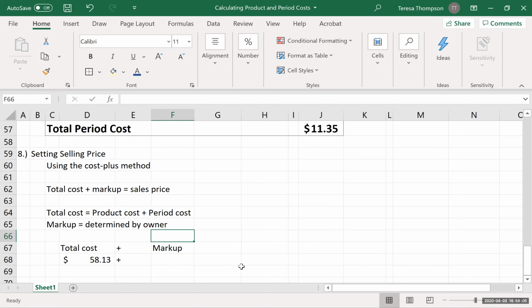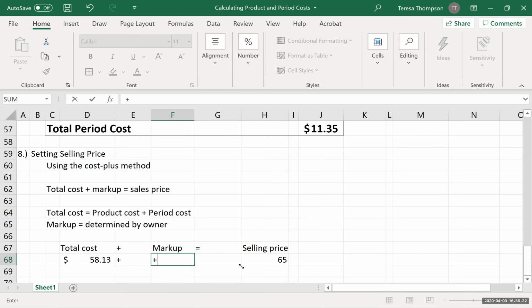Now the markup is completely up to you. It's determined by you. There's a couple ways you could do it. You could say, I want to make sure that I am earning $15 per unit. That's what I would like to earn. Or you could back into it, right? You could say, well, other competitors are offering a sales price of $65 for my custom planters. So then you just back into it, right?